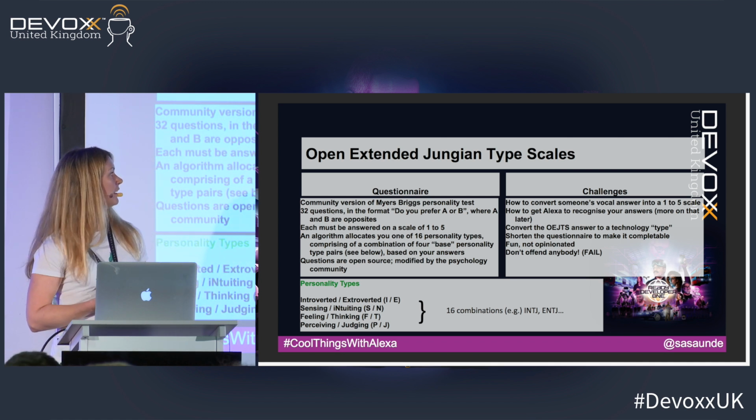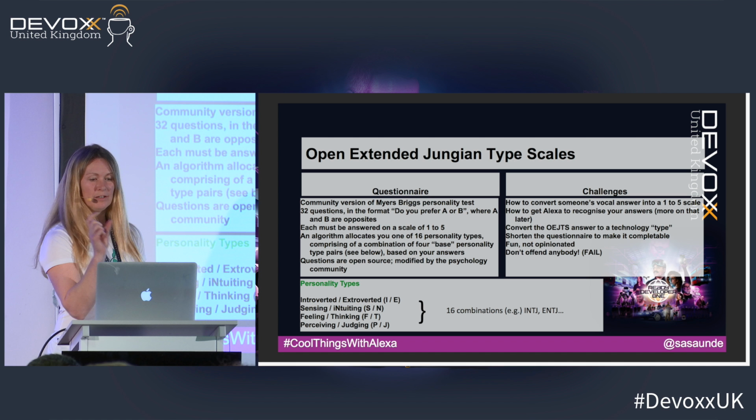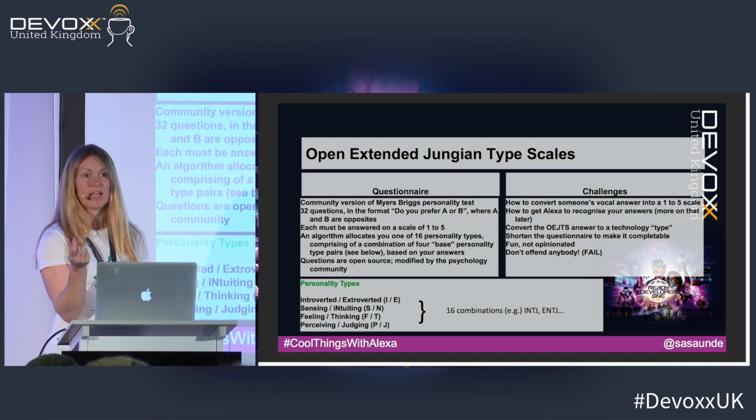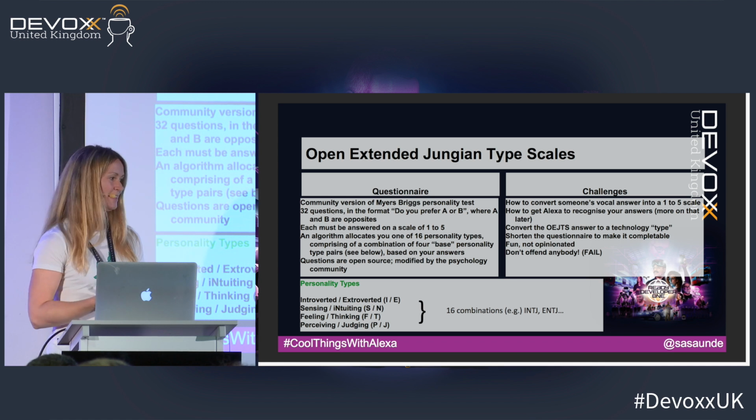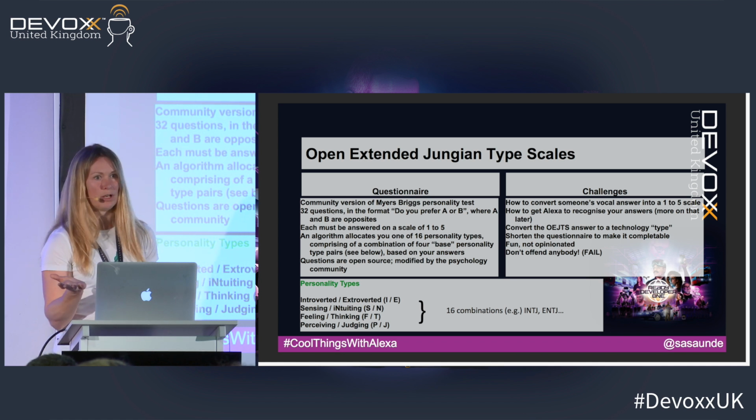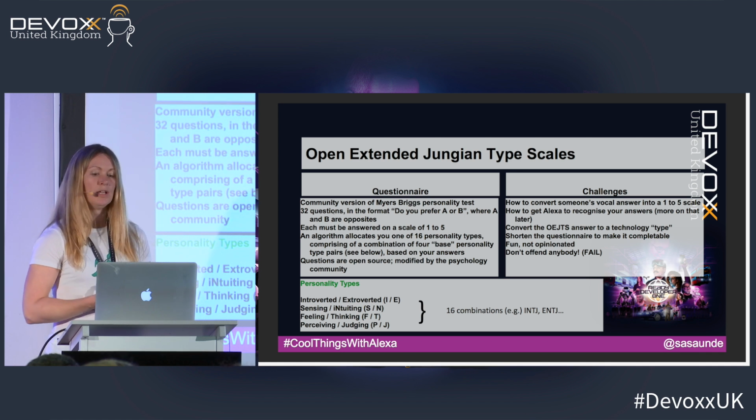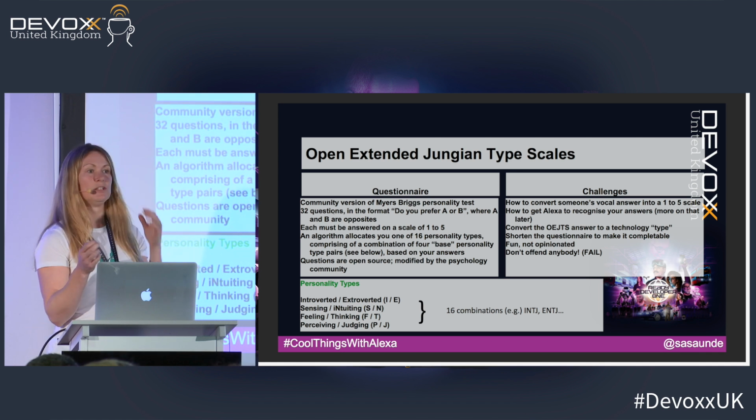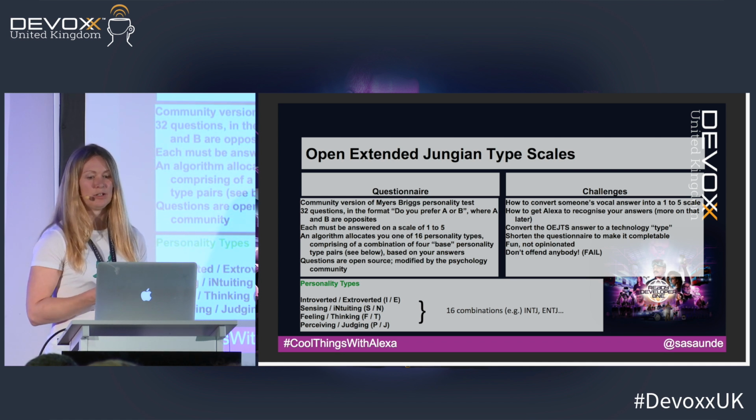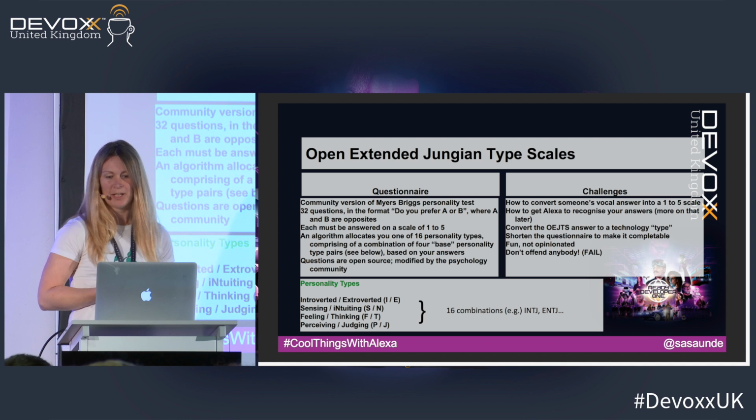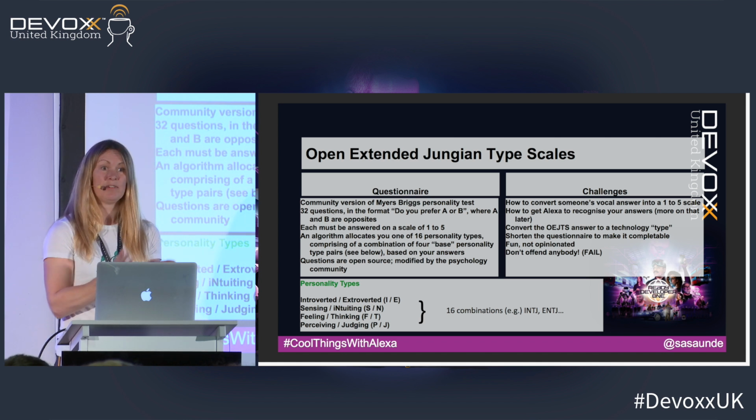So the challenges are that the Myers-Briggs test requires you to answer the question on a scale of 1 to 5, whereas when you're talking, you know, if Alexa says to you, do you make lists or do you rely on memory, you're not going to reply 4, you're just going to say yes or no. So what I needed to do was translate that yes-no into a 1 to 5 scale somehow, and then obviously get Alexa to recognize the answers and process them accordingly. And then, yes, this is supposed to be fun.